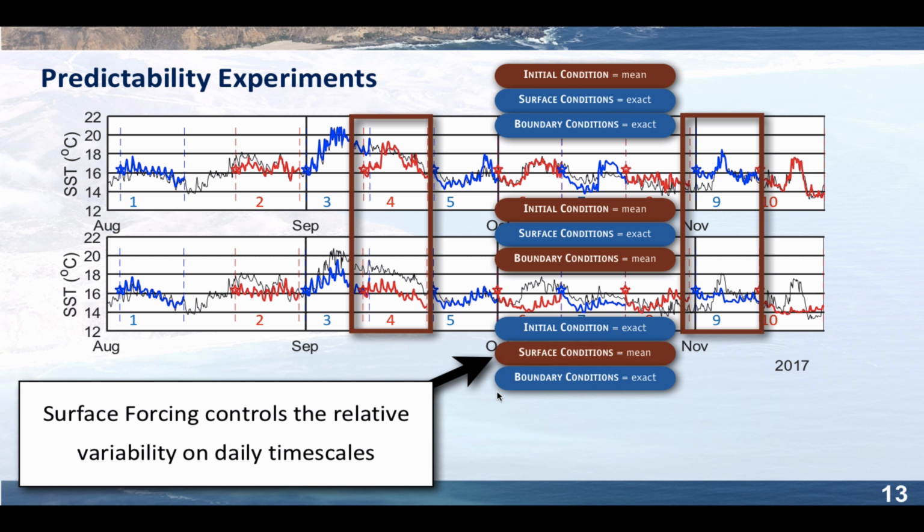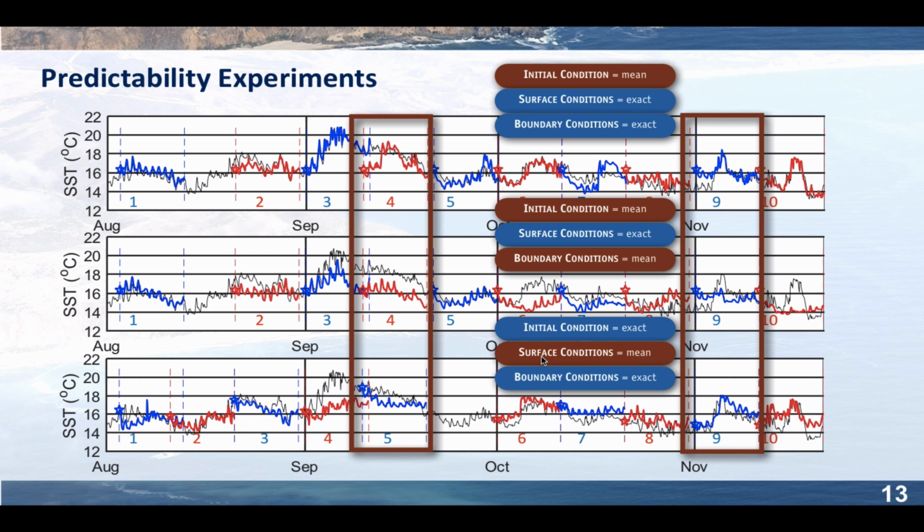So in general, we can say that the surface forcing controls the relative variability on daily timescales, but it's not the only driver of the predictability. Now, the last experiment that I'm showing you here is one where both the initial condition and boundary condition are now exact, and in contrast, the surface forcing is set to a climatological mean, which is in this case a daily cycle.